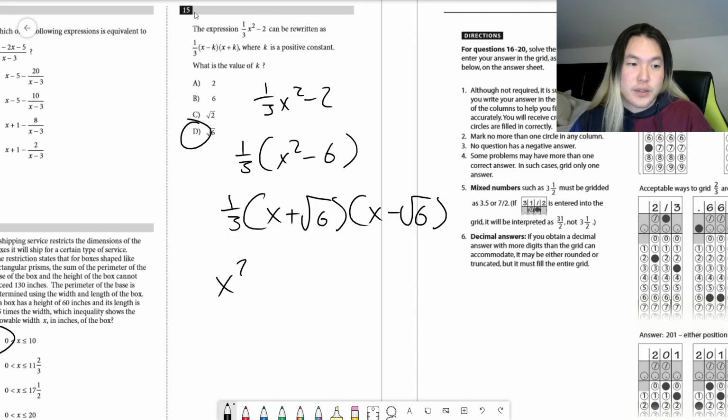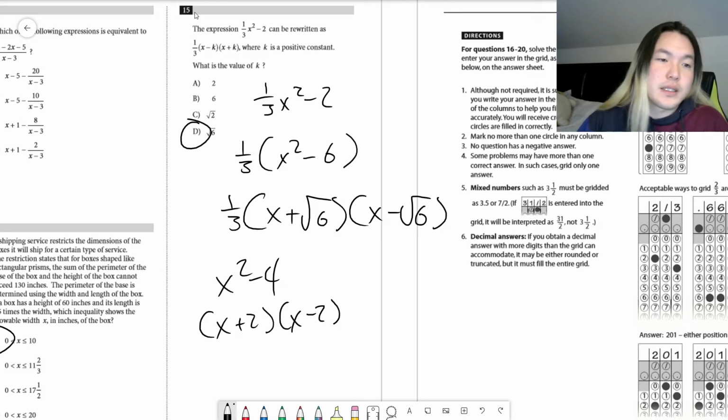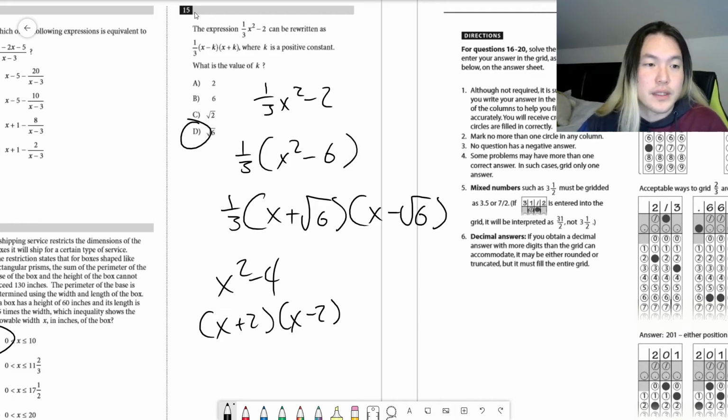If you have an x squared minus 4, this is definitely equal to x plus 2 times x minus 2. But since 6 is not a perfect square, we just have to take root 6. Root 6 times root 6 is definitely 6, and then we have a negative sign here to make it negative. The x's become squared, and the middle terms cancel out because we have a minus version and a plus version. And then we took out the 1/3 right at the beginning. 15 is actually not too bad. I like that one.